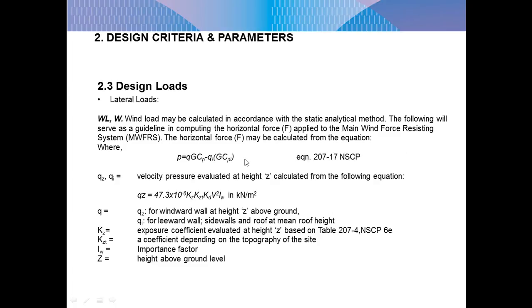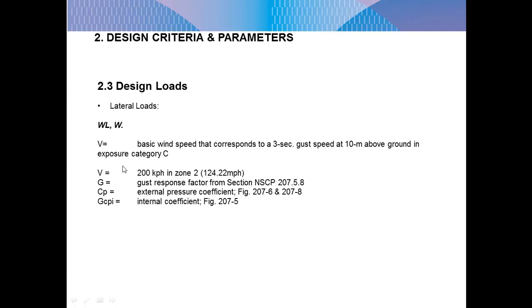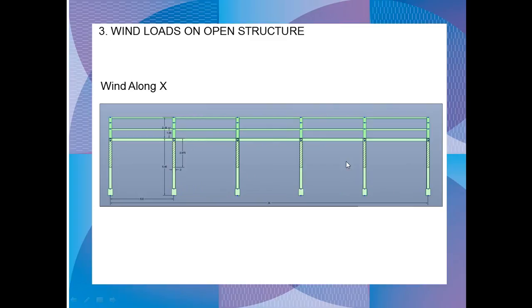The pressure that MIDAS Gen is using is this formula right here. You can also find it in the NSCP. Since the structure is in zone 2, I use 200 kilometers per hour wind. Gen also looks at the structure when you apply a wind load. It looks at it as a whole or enclosed structure.